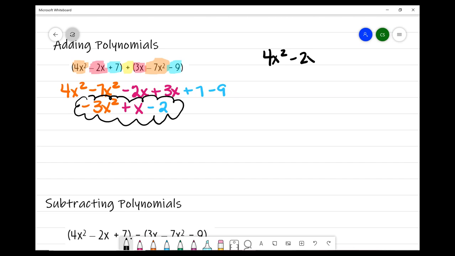Now, some kids like to visualize this better vertically, like old school math. 4x squared minus 2x plus 7. And I'm adding the second polynomial, negative 7x squared plus 3x minus 9. I'm still just combining the coefficients, and my like terms are lined up. So 4 plus a negative 7 gives me negative 3x squared, negative 2x plus positive 3x gives me plus 1x, and a positive 7 plus a negative 9 gives me a negative 2.